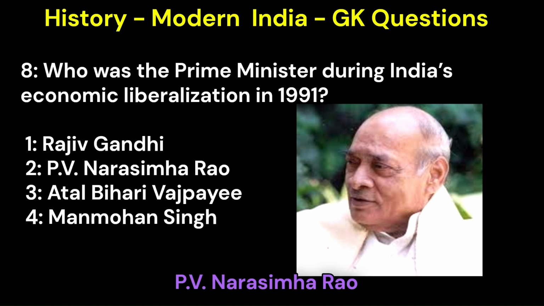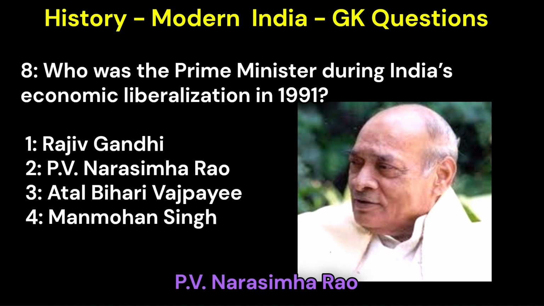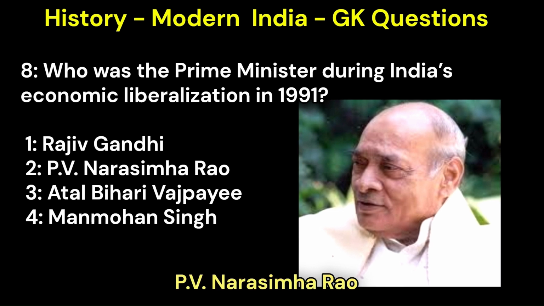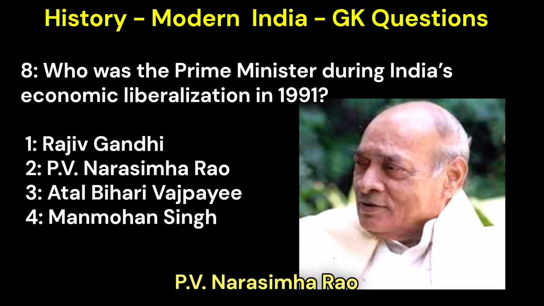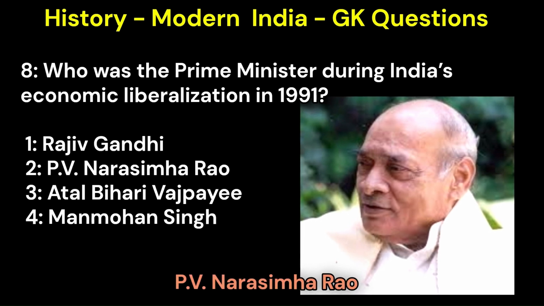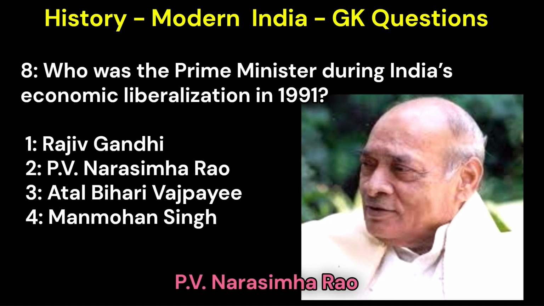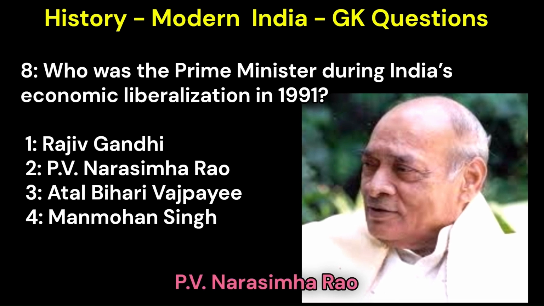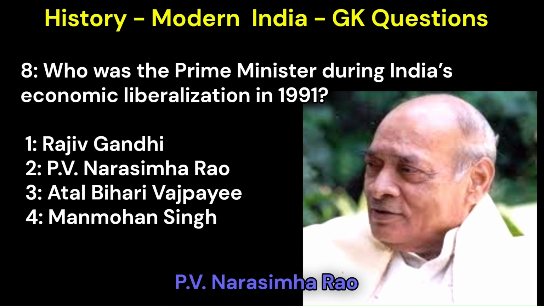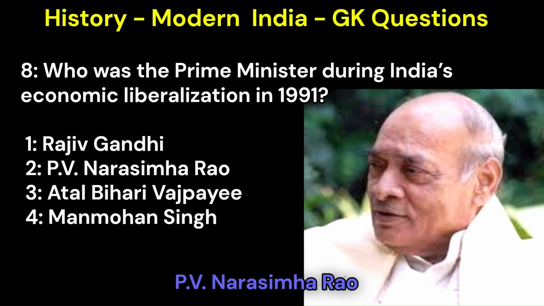Narasimha Rao. Explanation: P.V. Narasimha Rao, PM from 21st June 1991 to 16th May 1996, oversaw India's economic liberalization. Facing a balance of payments crisis, Rao, with Finance Minister Manmohan Singh, dismantled the License Raj, opened markets to foreign investment, and reduced trade barriers. Announced on 24 July 1991, these reforms spurred economic growth, averaging 6 to 7% annually in the 1990s, and laid the foundation for India's emergence as a global economic player.